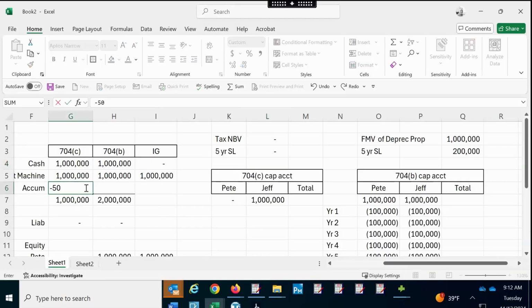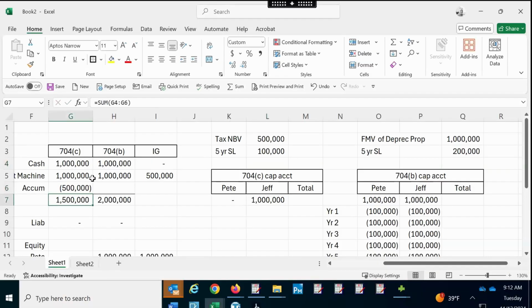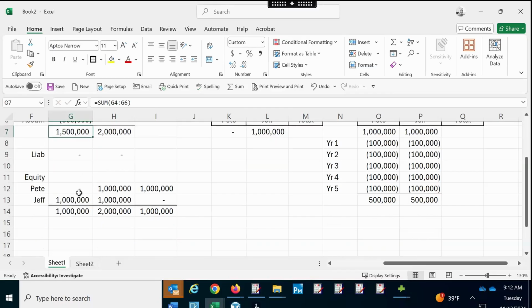Okay, so let's change the facts a little bit. And let's play with this because we're going to stick on the traditional method. I'm going to say instead of $1 million, this is 500,000.